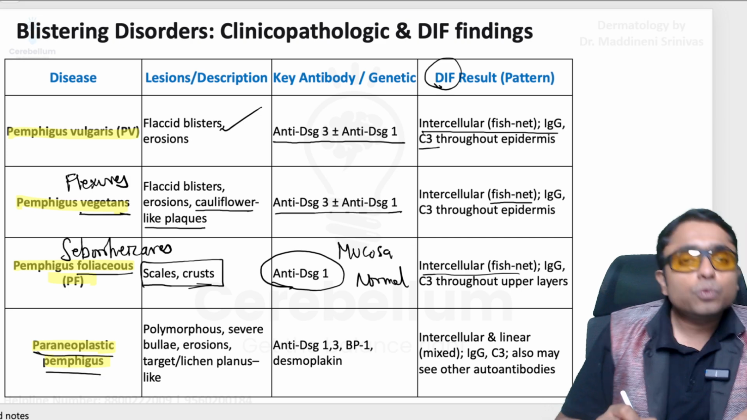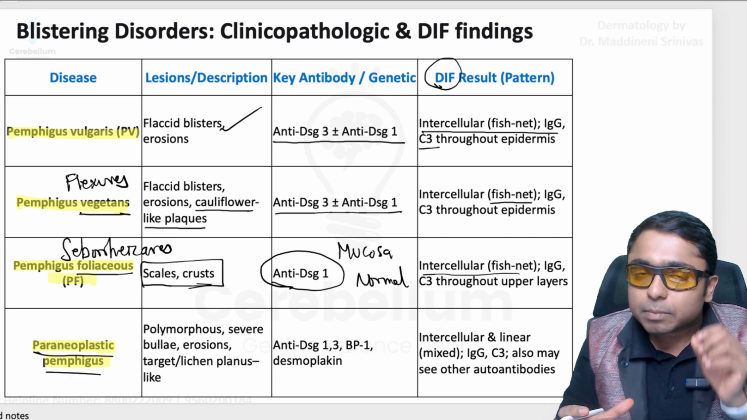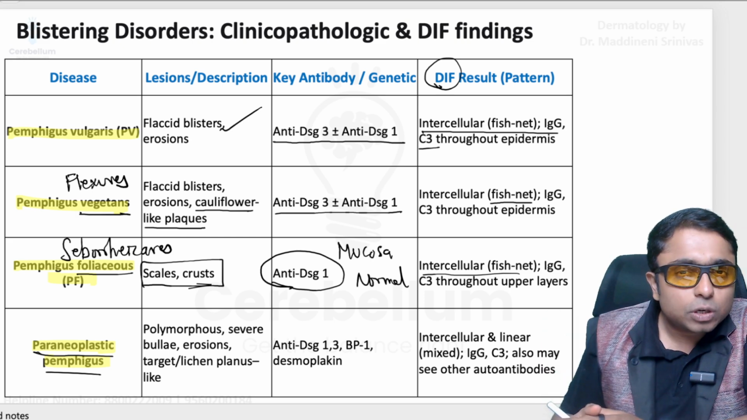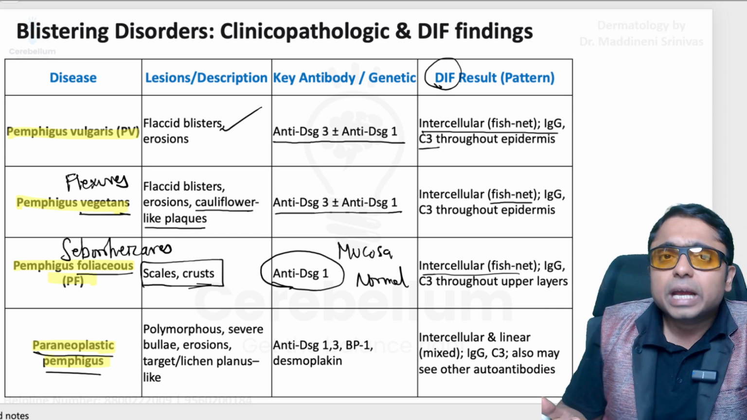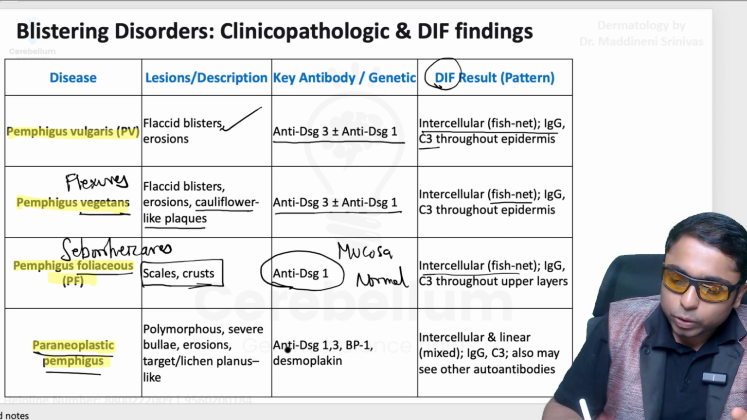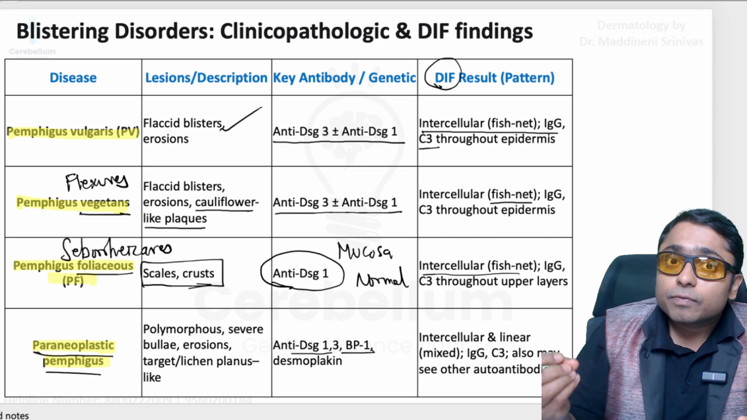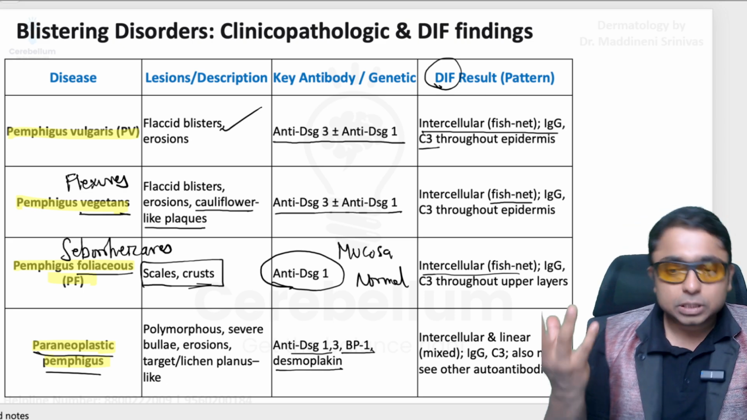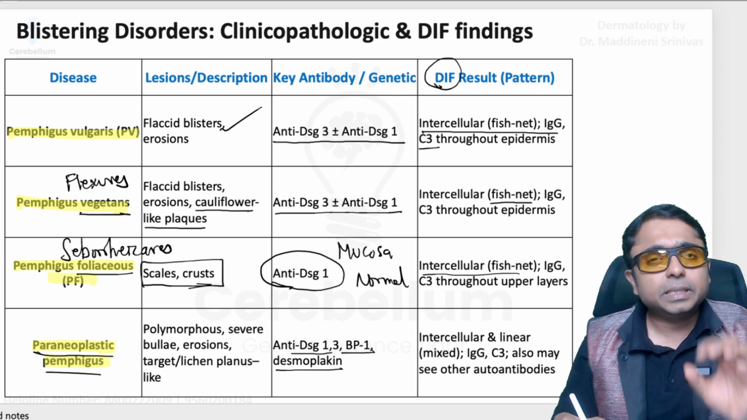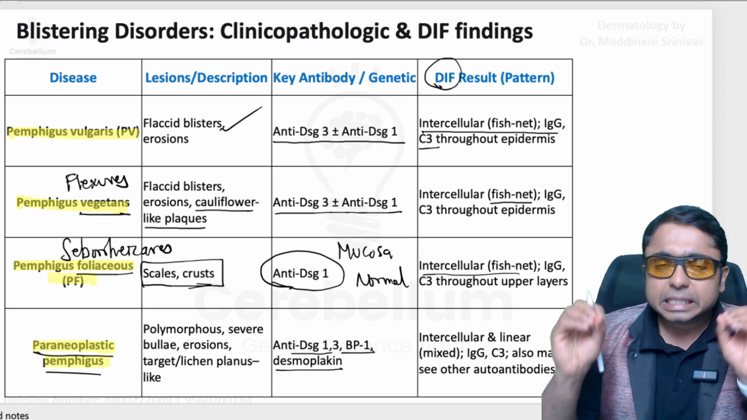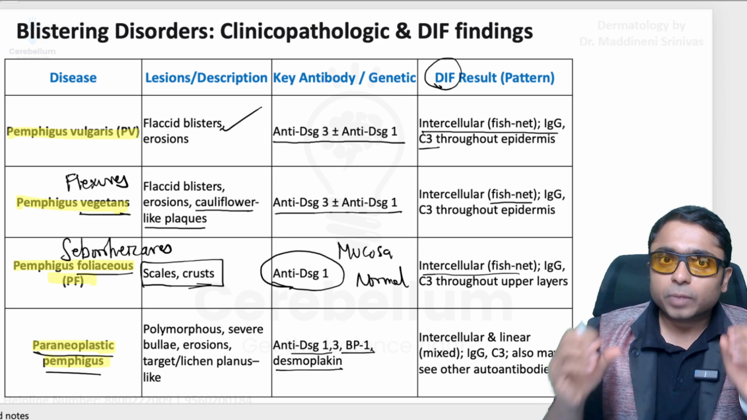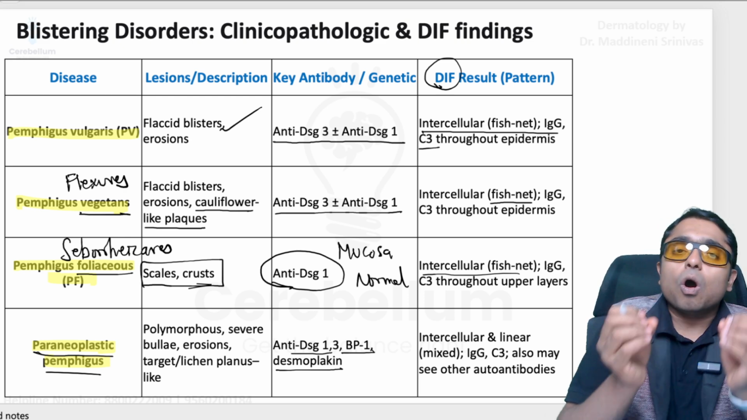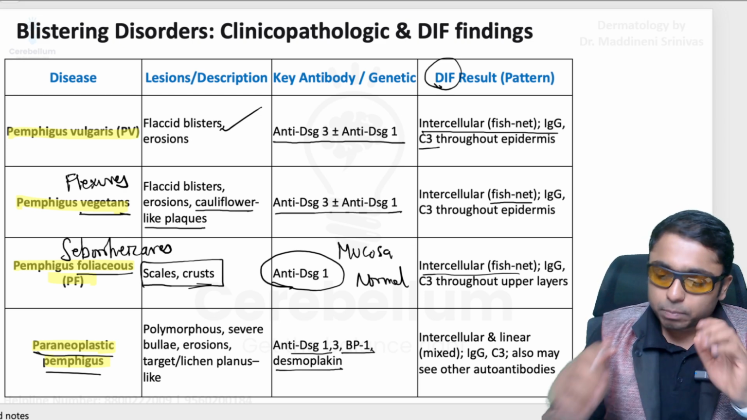Now coming to the last variety, it is paraneoplastic pemphigus. Remember dear students, this is associated with neoplasias. In these patients, it was observed that there can be antibodies against various proteins, for example not only desmoglein but also antibodies against bullous pemphigoid antigen 1, and antibodies against desmoplakin can also be seen, and that is the reason why these patients are going to have very severe mucosal involvement. If recalcitrant mucosal lesions are present in a patient, always consider the possibility of paraneoplastic pemphigus.